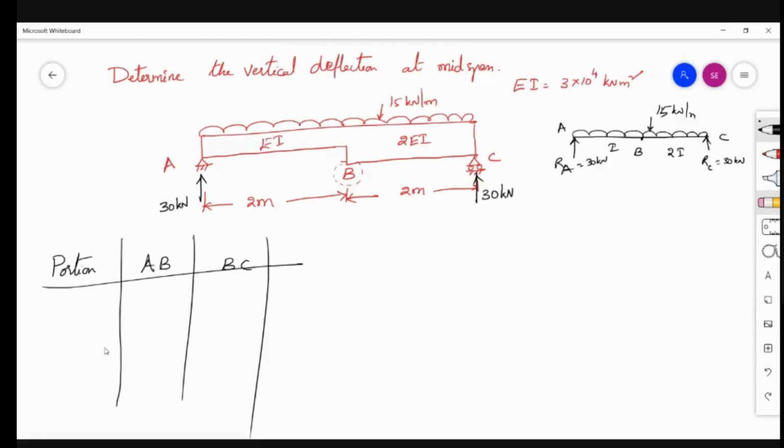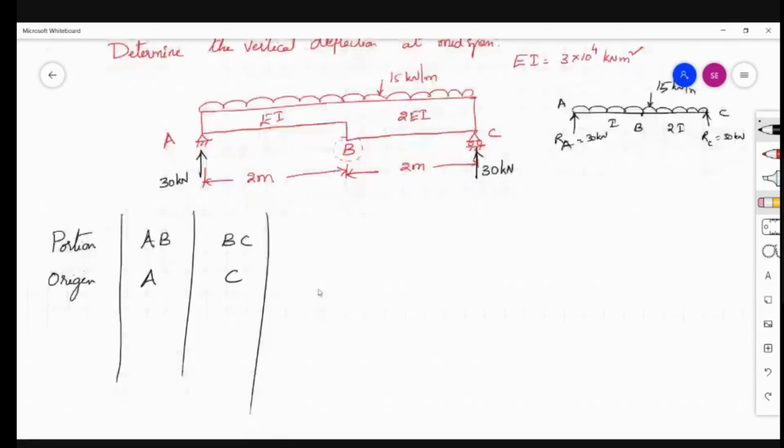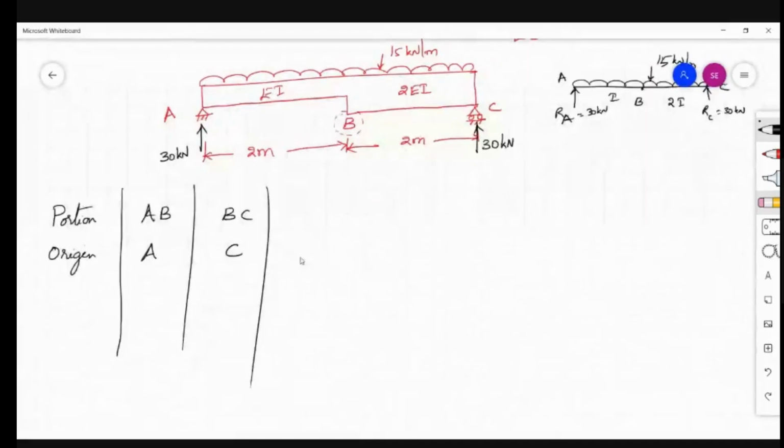After portion, write down what the origin is. Generally, for portion AB, A is the origin. For portion BC, C is the origin. From the support end, you can consider the origin. Now, limits. For length AB, the limits are 0 to 2, and for BC, 0 to 2.